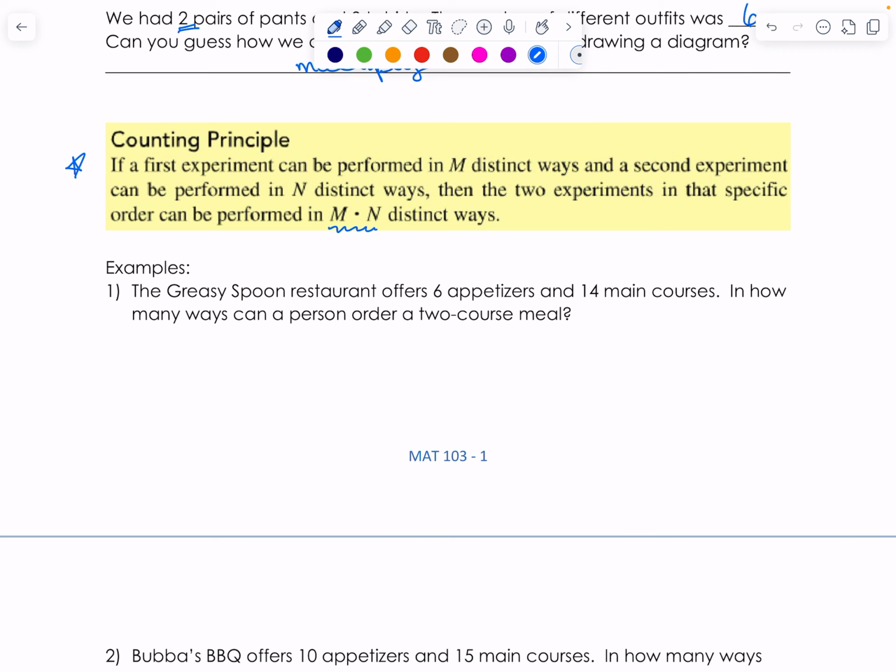So you're at the Greasy Spoon restaurant and you have choices of 6 appetizers and 14 main course meals. So how many ways can a person order a 2-course meal? We could have your appetizer, we could have 6 of them, and your main course, you could have 14 of them. So 6 times 14 is going to give you 84. You could have 84 different types of meals at the Greasy Spoon.